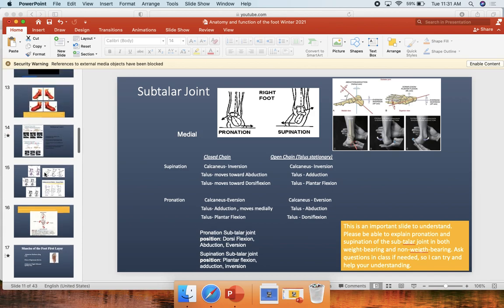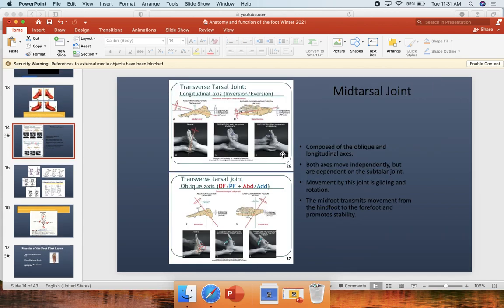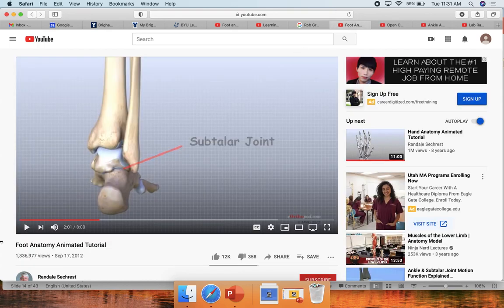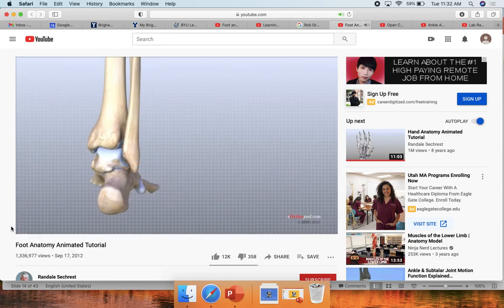Let's move down quickly. We'll hit this video again really quickly. We just covered the ankle joints. Just realize the feet have joints as well.